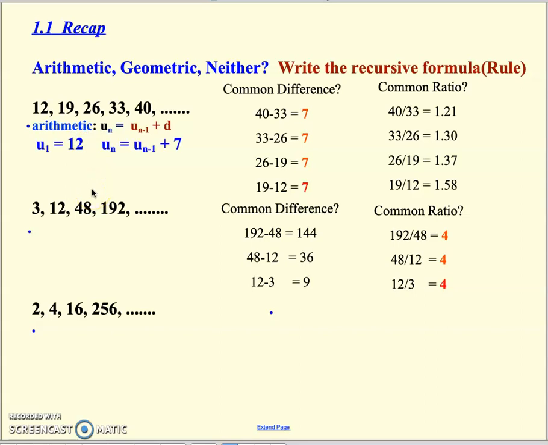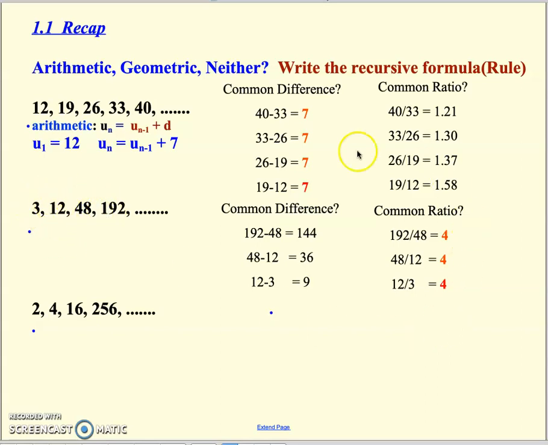So remember, when you're writing recursive rules, it's not just about writing the use of n, what's going on with the previous term, but also always include the starter term. So again, if I pass this information off to somebody else, they would know 12 is where I start, and here's what I do to get the rest of the list. So always include that. Now look at this one again: is it arithmetic or geometric or neither? It looks pretty easy to tell that I'm multiplying by 4.